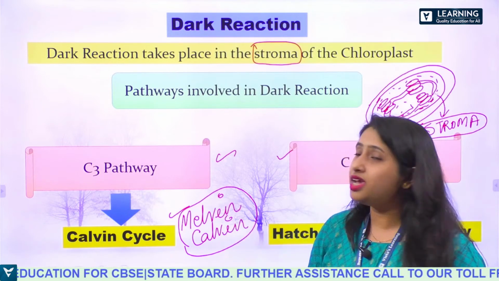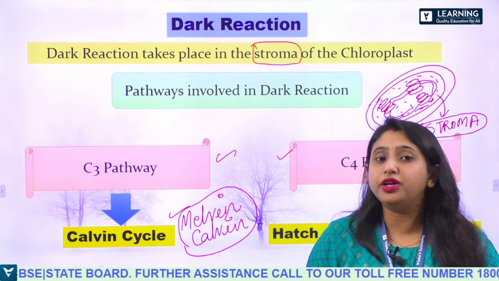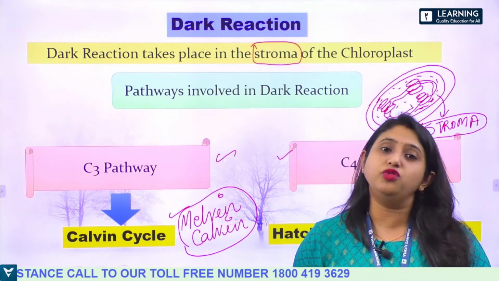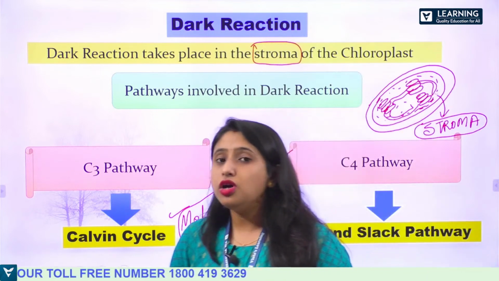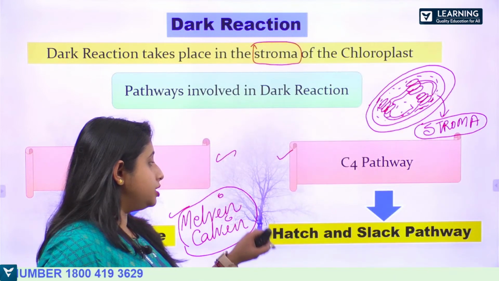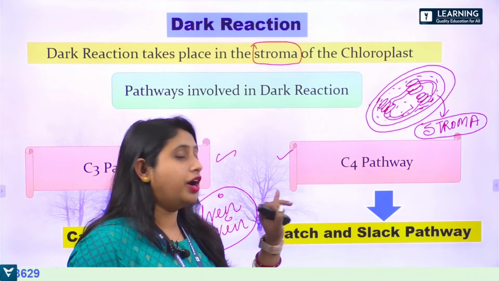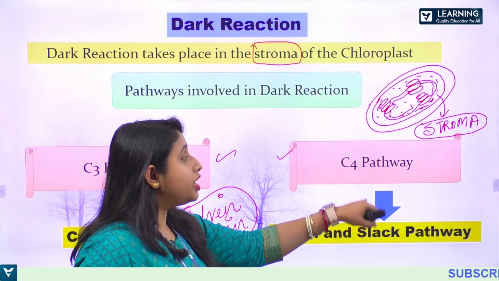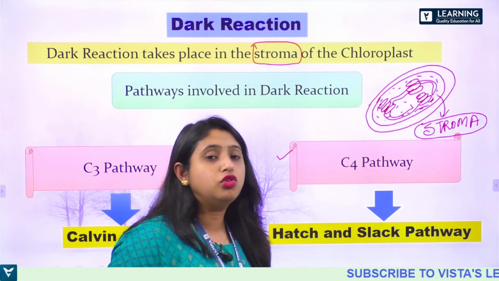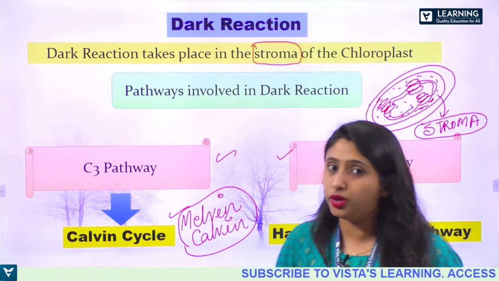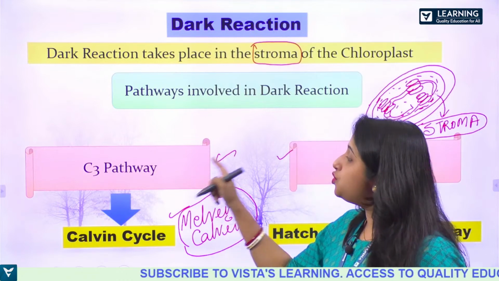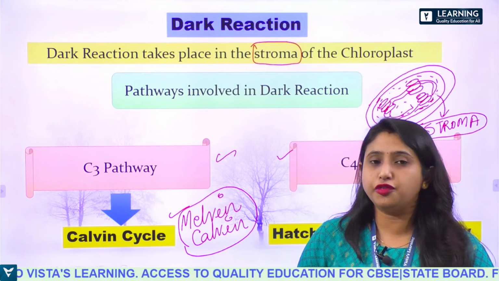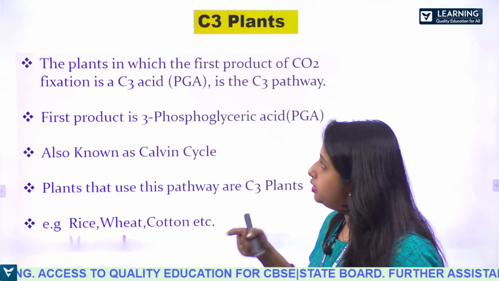What did he say? He said that plants are preparing food in the form of glucose using the carbon dioxide which is present in the atmosphere. Another pathway was also named after another scientist, the Hatch and Slack pathway. It is also known as the Hatch and Slack pathway. The C3 pathway and C4 pathway are different; we will learn that in the next topic.